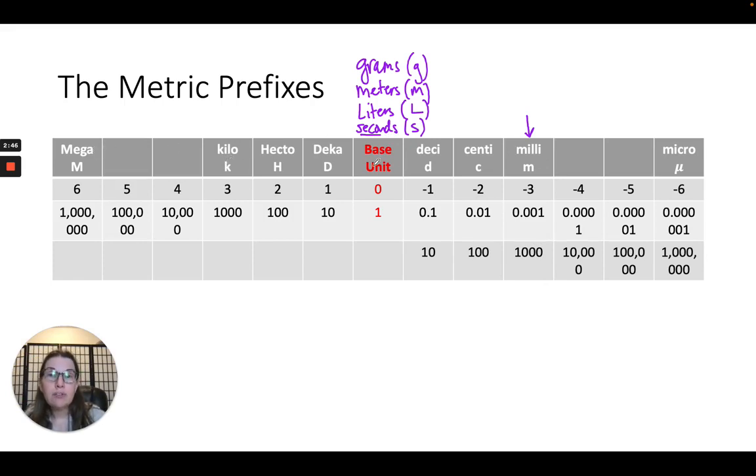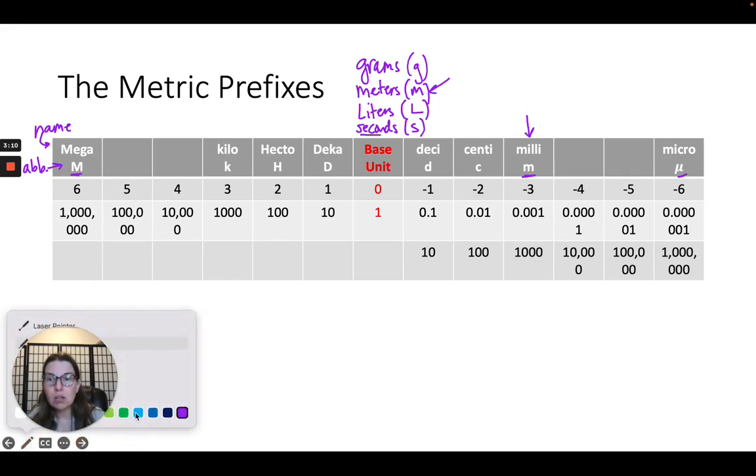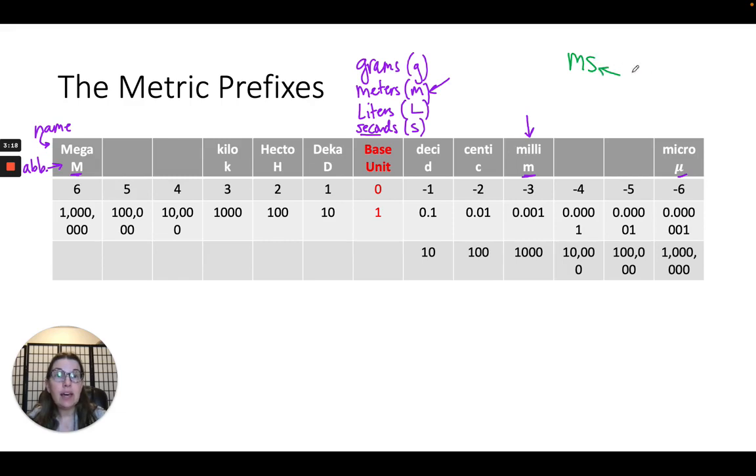Now, these are all the different prefixes, and I've given you the name of the prefix, its abbreviation, and the capitalization really matters. You'll notice that there are several M's here. Lots of M's. Okay, so let's just do a quick little primer on how to tell the M's apart. When we have metric units, say milliseconds, the second letter is always the base unit. And the first letter is always the prefix.